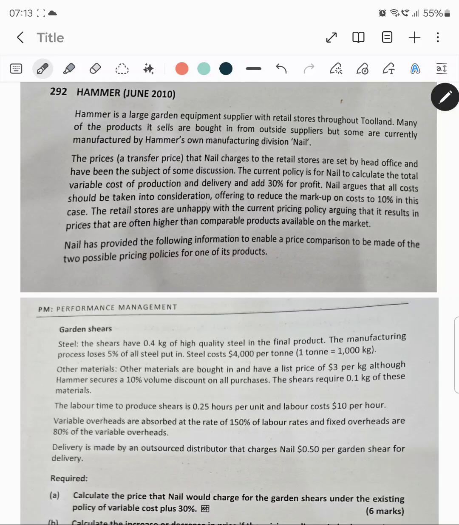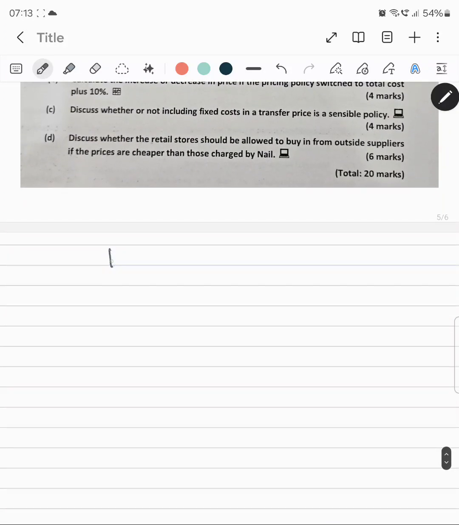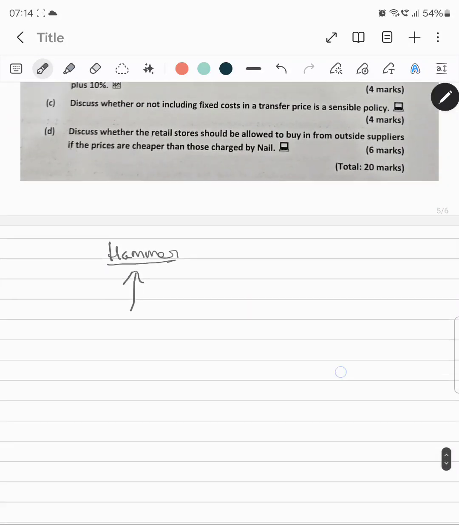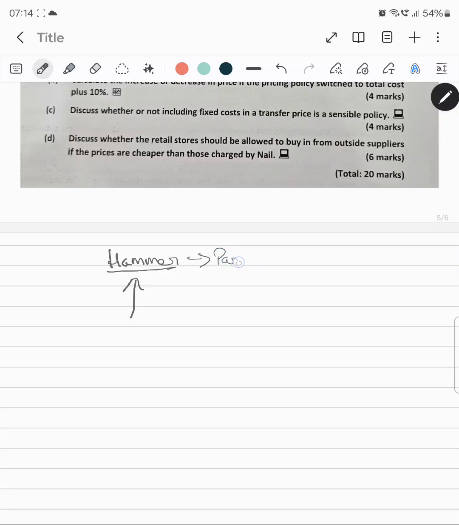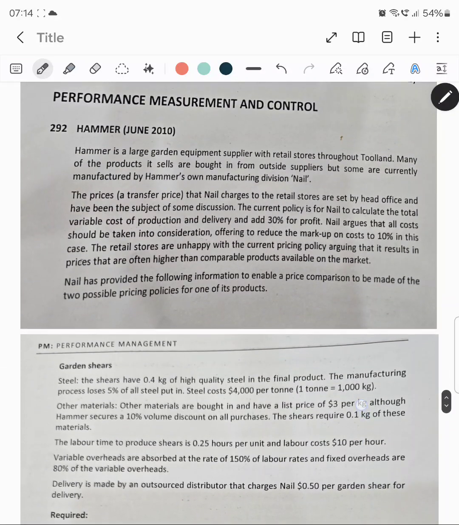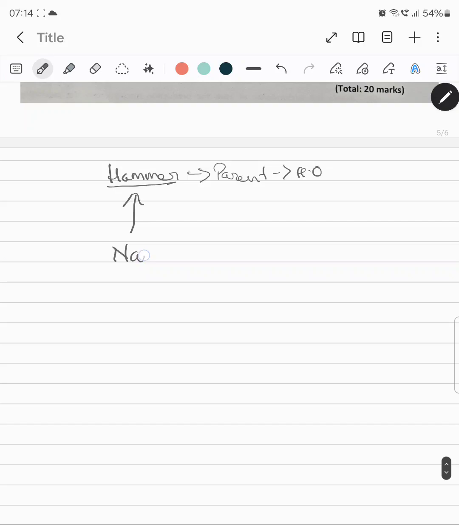Now when we say the transfer price, the transfer price pertains to the price at which the internal transfer is going on between Nail and Hammer. So basically Hammer is the parent company. First we'll draw this chart. This is the parent or the head office, and Nail is the division. So the transfer is going from Nail to Hammer.